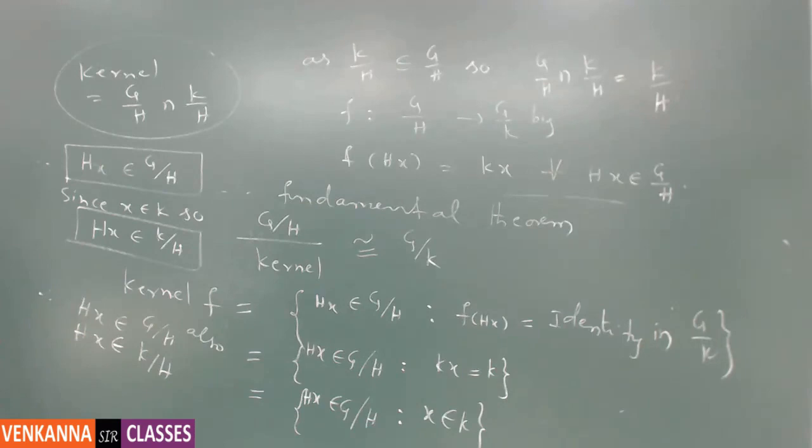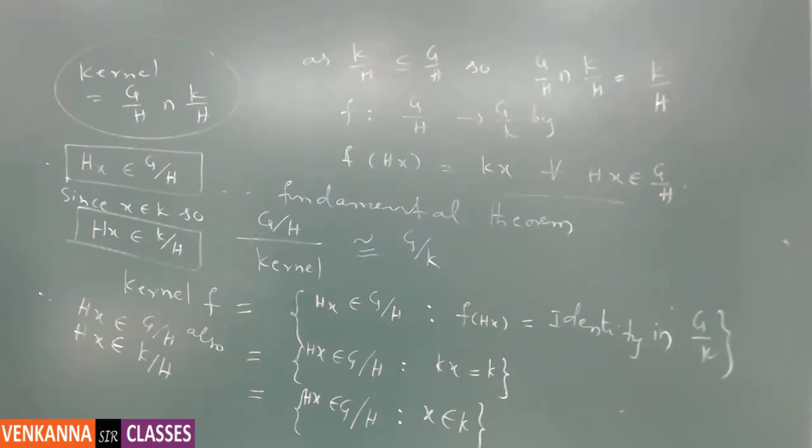How do we define a kernel? Set of all elements in the domain whose image is identity in the codomain. Here the codomain is G by K. The identity in G by K is nothing but K. So f of Hx is equal to K. That is the way kernel is defined. From the definition, f of Hx is nothing but Kx. So Kx is equal to K.